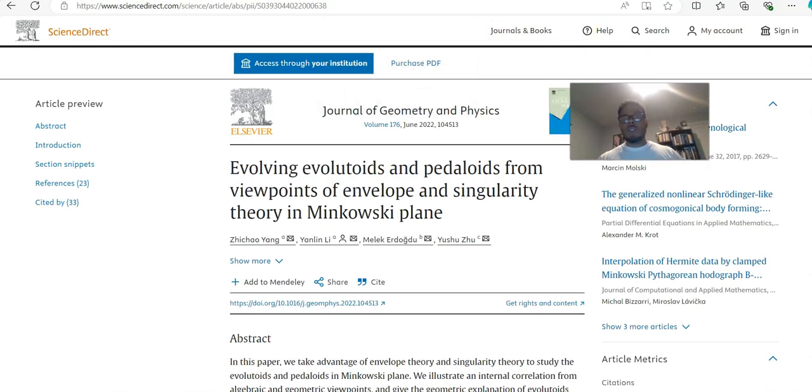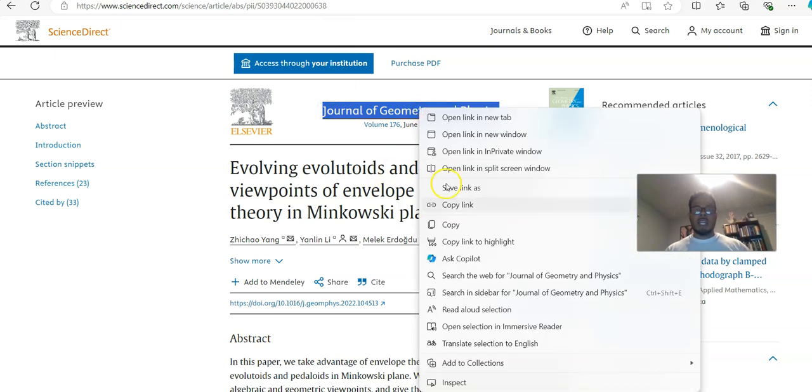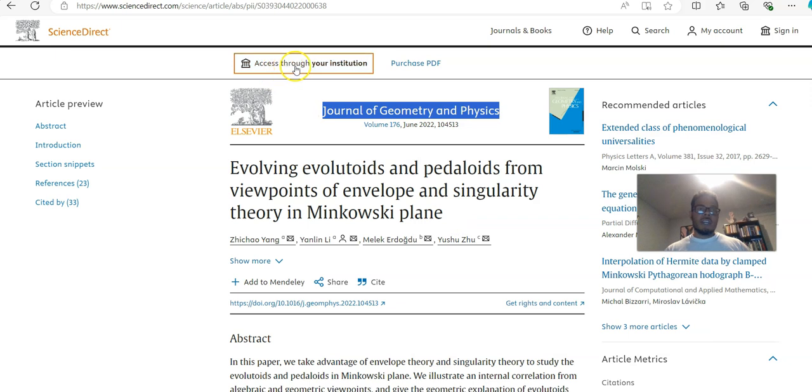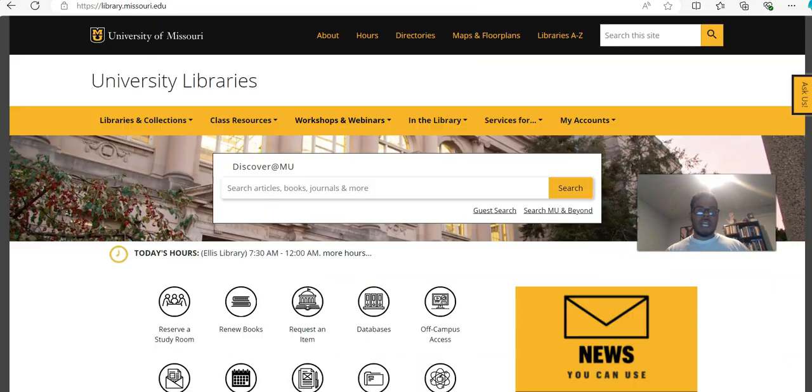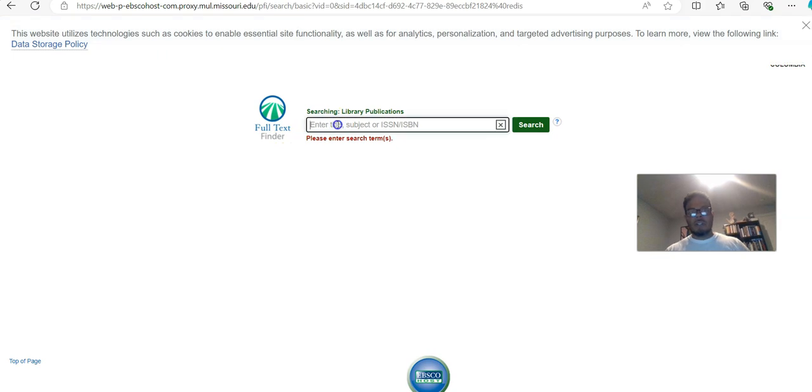So what we need to do is see if Mizzou offers the journal that this is in, and that journal would be the Journal of Geometry and Physics. So let's go ahead and copy. Now I could also play around with this, but I'm not going to right now so that I can actually illustrate what I'm trying to show you all. So, specific journal. We have the name of a journal that we want to use. So, come here.